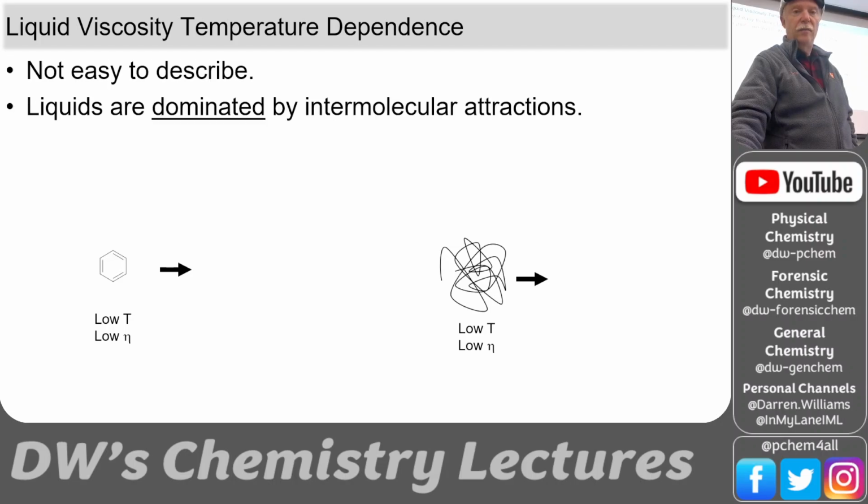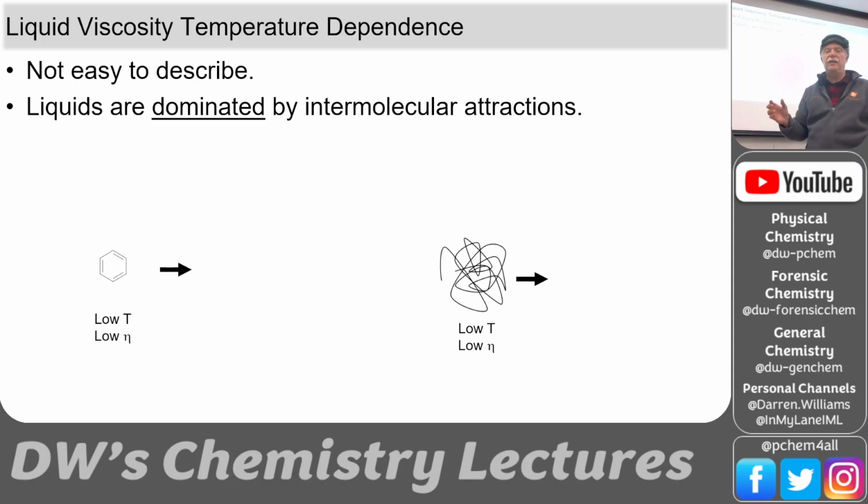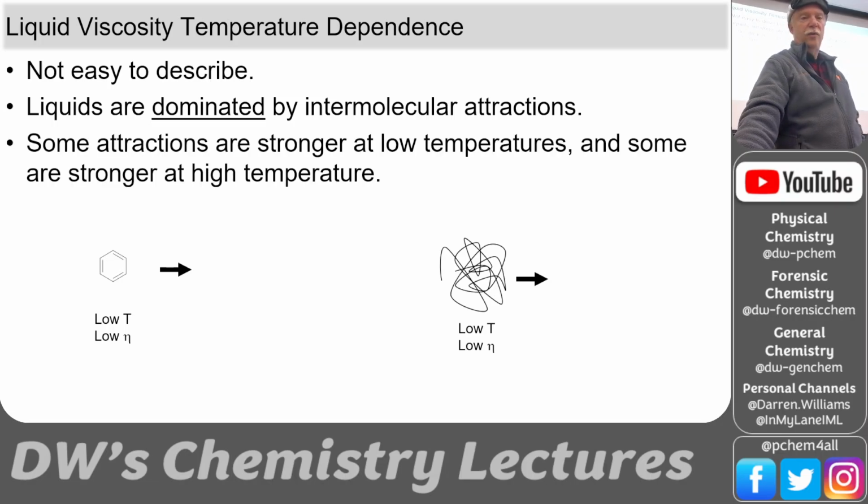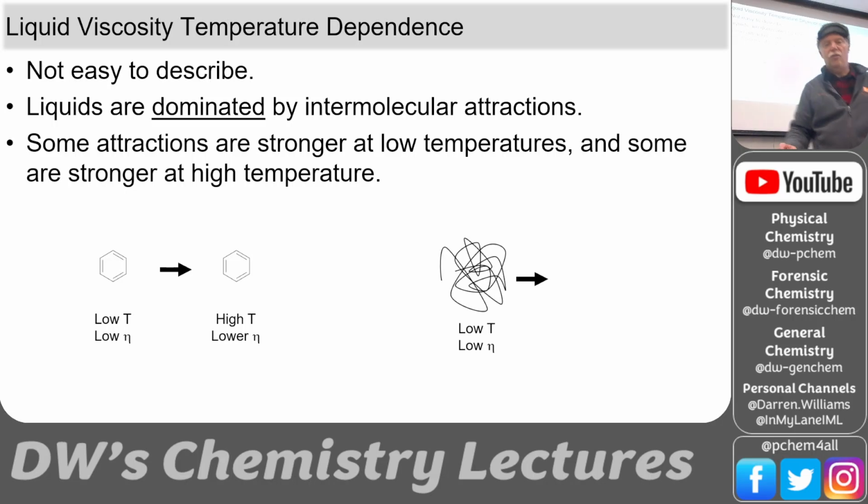And so when you go to liquids, then kind of all bets are off because it depends upon the liquid. So if you have what I would say a normal liquid, like this, we see a drop in viscosity at high temperature. So you've got a low viscosity for benzene at low temperature, you raise the temperature and you get even lower viscosity.